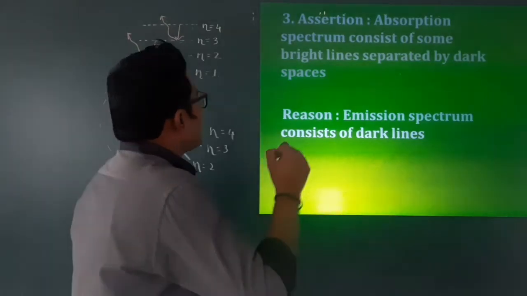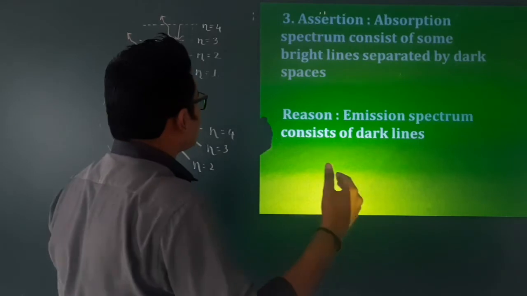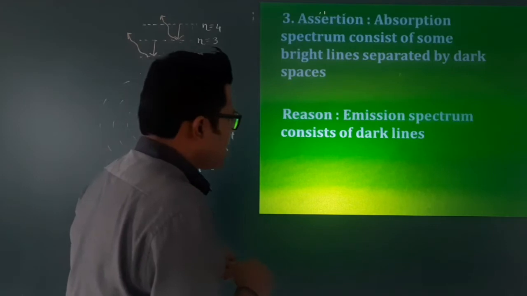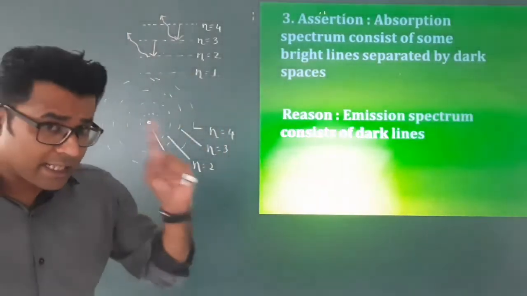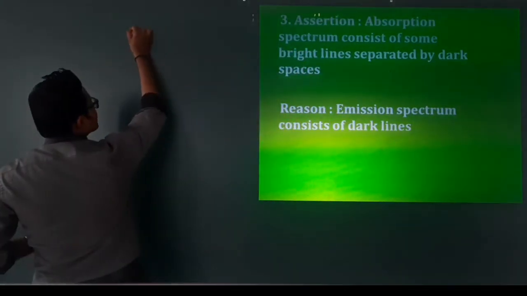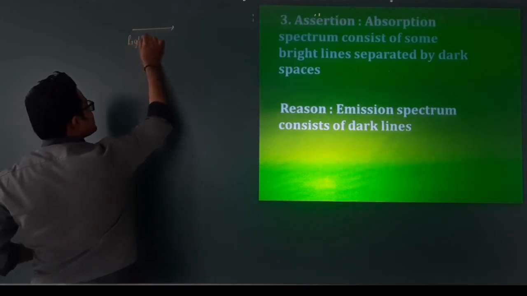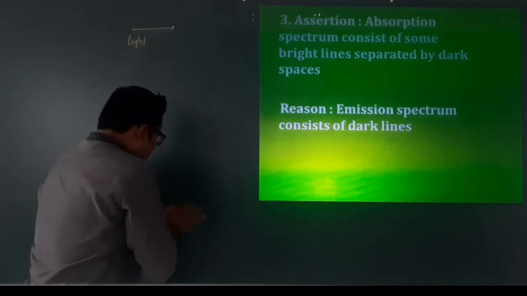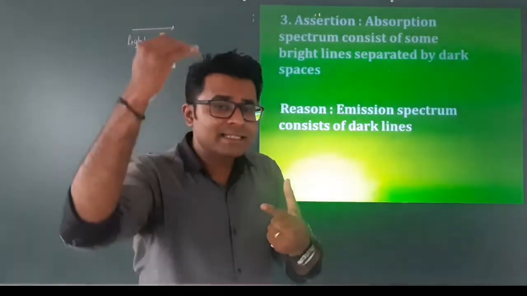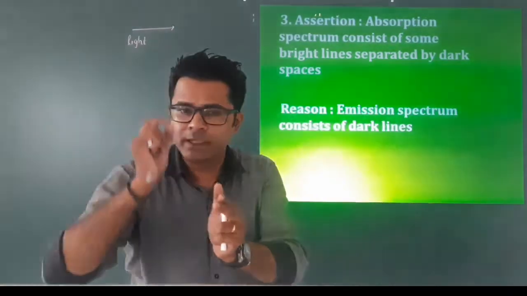Assertion: Absorption spectra consists of some bright lines separated by dark spaces. Reason: Emission spectra consists of dark lines. Now, we need to understand this before deciding. First, whenever there is a white light, a light radiation, and that passes through a substance in such a way that the substance has a capacity to absorb certain wavelengths from the light.